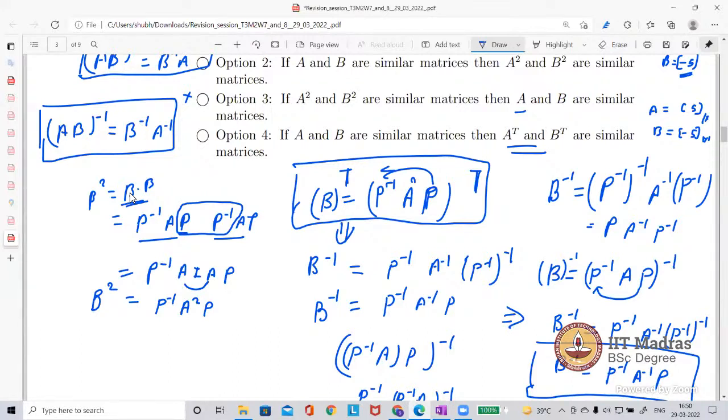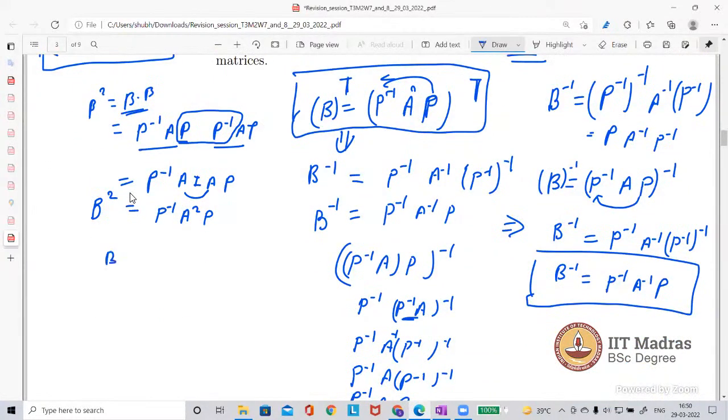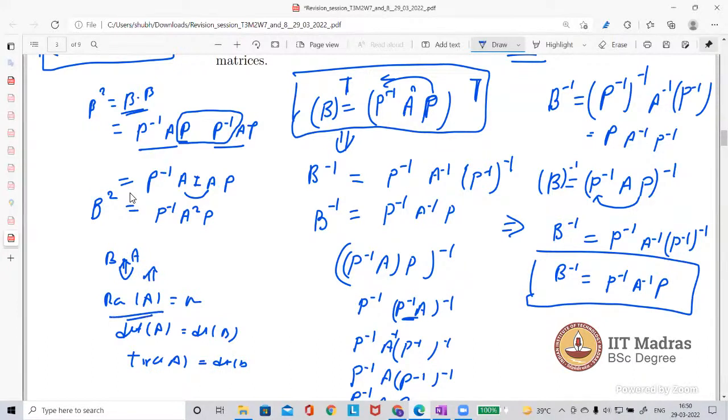See, if A and B are similar, this implies that the rank of A will be equal to the rank of B, the determinant of A will be the determinant of B, and the trace of A will be equal to the trace of B. But not the other side. It will not imply this side. If these are equal, still you cannot say they are similar. If the determinants of these two matrices are the same, you cannot say these two are similar.